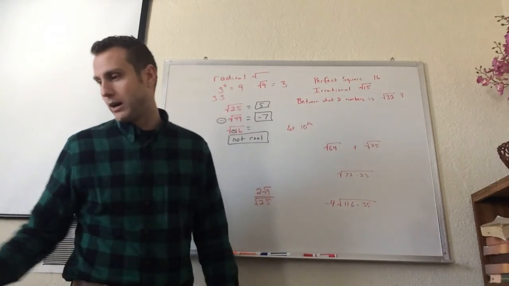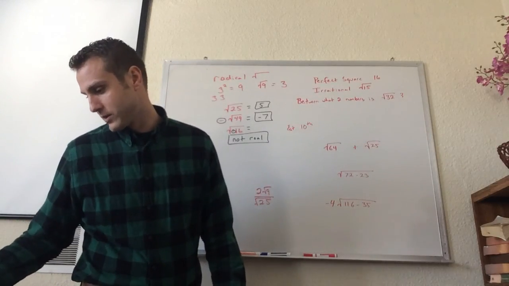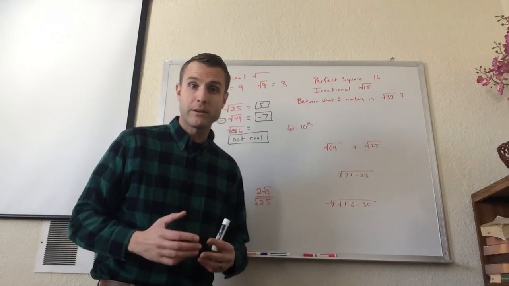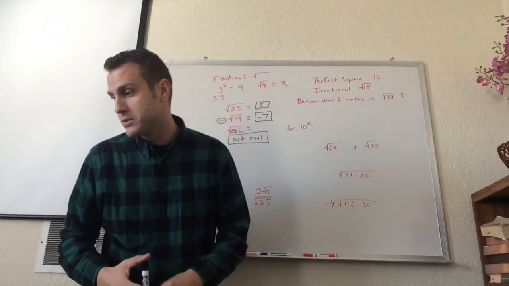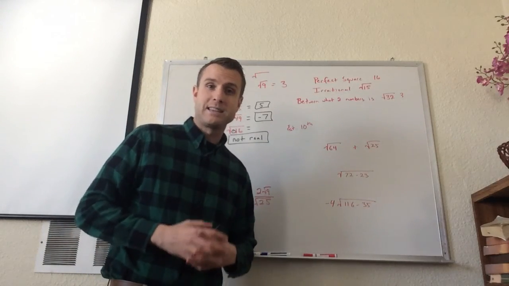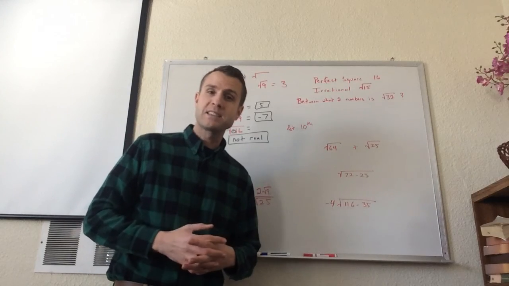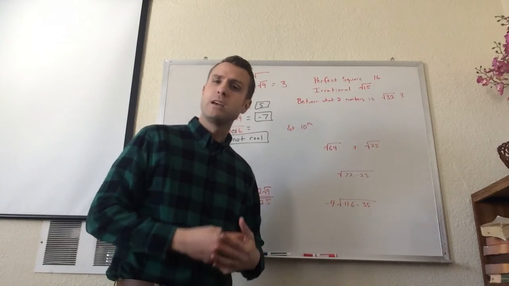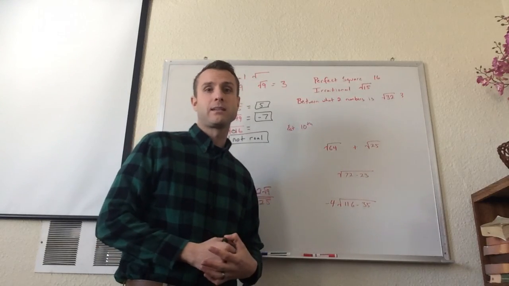Now, in your book, on page 451, there is a list of all of what we call the perfect squares all the way up to 20 squared. You really need to memorize that list. If you memorize that list, it'll make this whole chapter much easier for you. If you don't memorize the list, it's going to make it a lot harder.